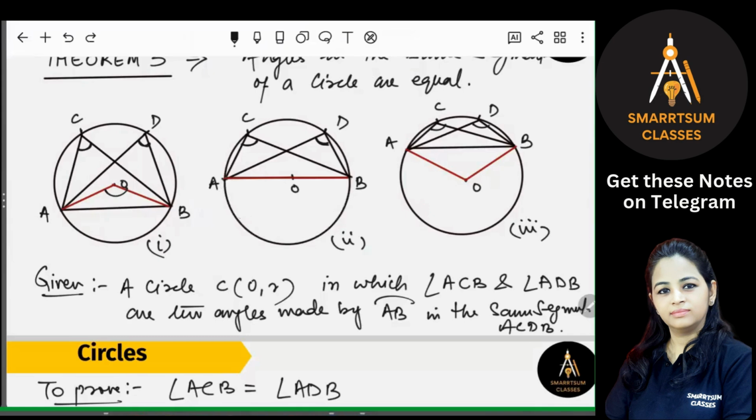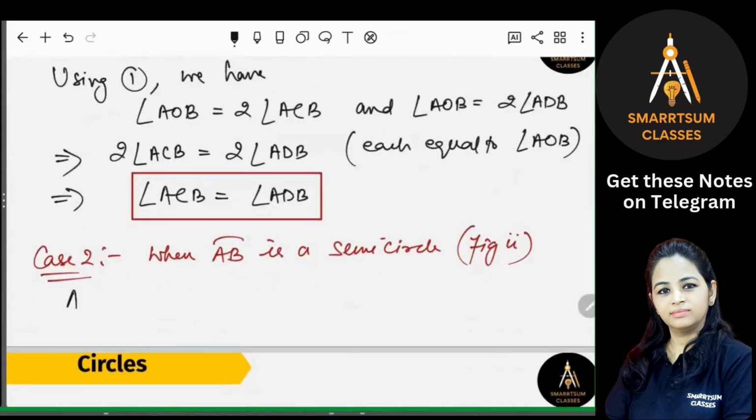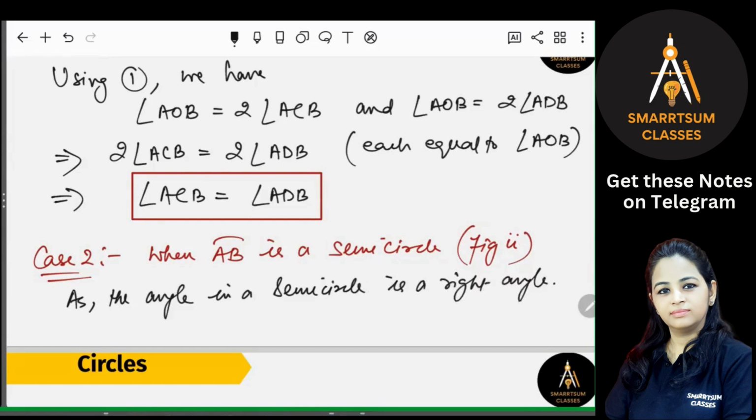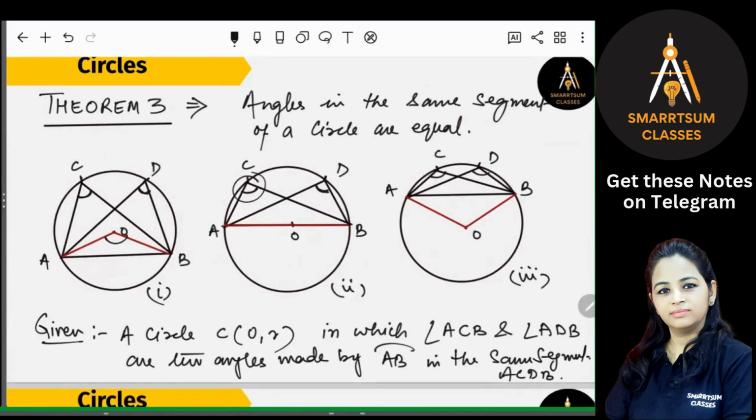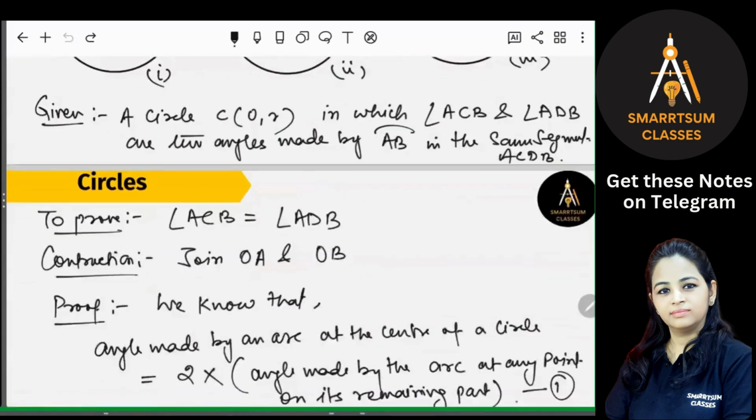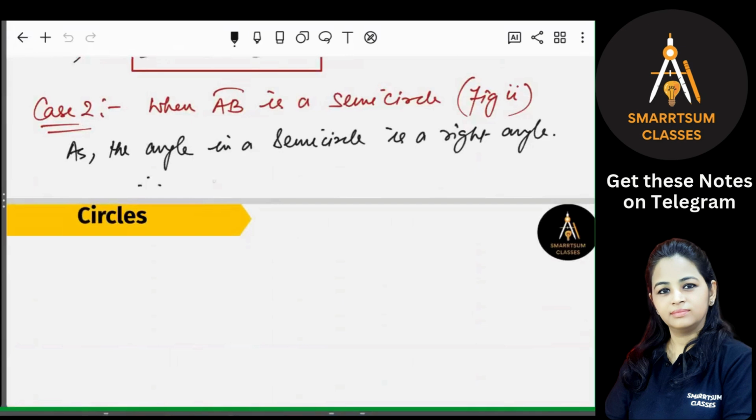Now in this case, we will prove the same thing again. We know that the angle in a semicircle is a right angle. We have already done this theorem earlier in the previous session, that the angle in a semicircle is always a right angle, means it always measures 90 degrees. That means angle ACB, the angle in a semicircle, will be 90 degrees, and this is also the angle in the semicircle, so it will also be 90 degrees. Both ACB and ADB are 90 degrees, according to the theorem. Therefore angle ACB is equal to 90 degrees, and angle ADB is equal to 90 degrees.